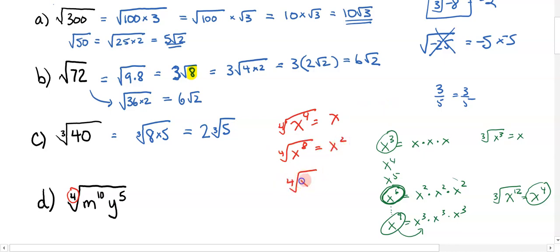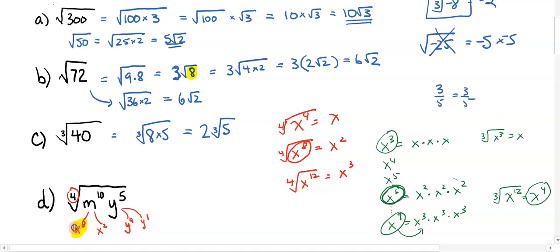And the 4th root of x to the power of 12 would be x cubed, right? So I can see x to the power of 8 is a perfect 4th power, and x squared would be the part that's left over. Okay, same thing with y. That would become y to the power of 4. That's the largest 4th power that goes in it. It would have to be 4, 8, 12, etc., right? And y to the power of 1 is left over.